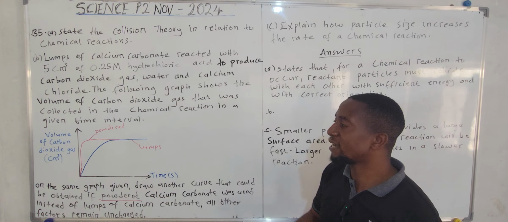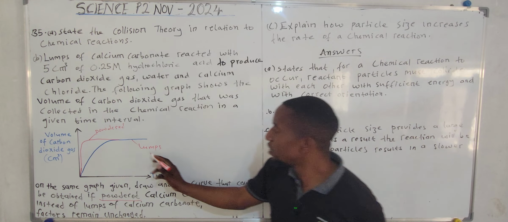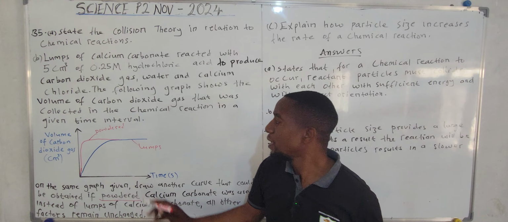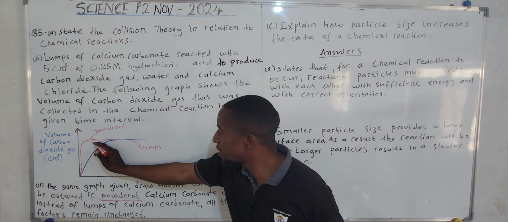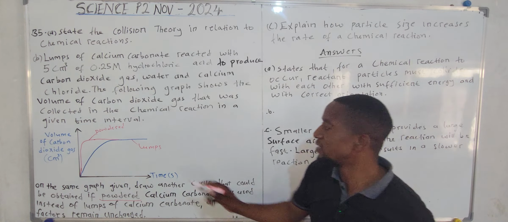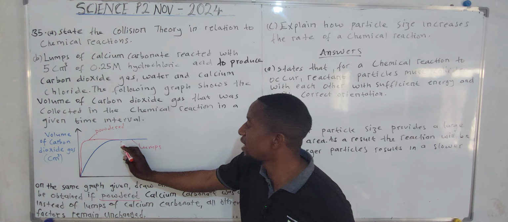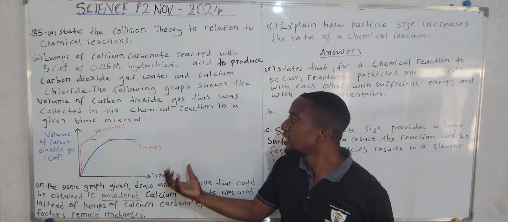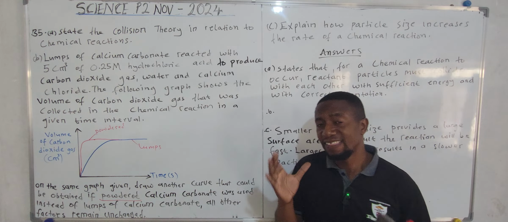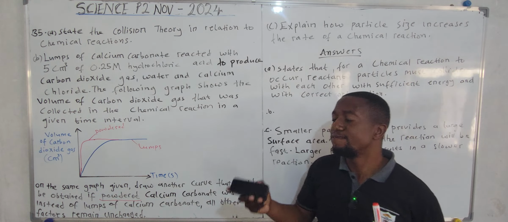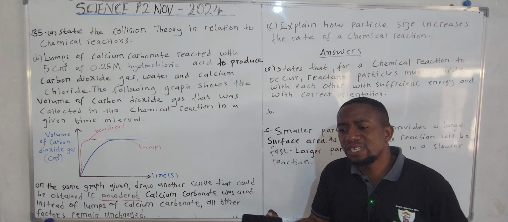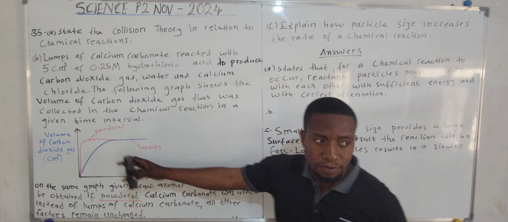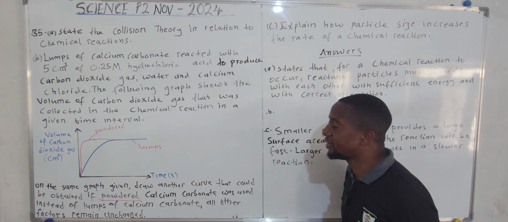That's why here, when you look at these two graphs, on this curve, the reaction came to an end somewhere there. But with this powder, the reaction came to an end somewhere there where the graph is flattened. So this reaction came to an end faster than this reaction. So we are saying that when we are using lumps of calcium carbonate, the reaction will be very slow. But when you are using powdered calcium carbonate, the reaction becomes fast. So this is the curve that I've drawn for powdered.